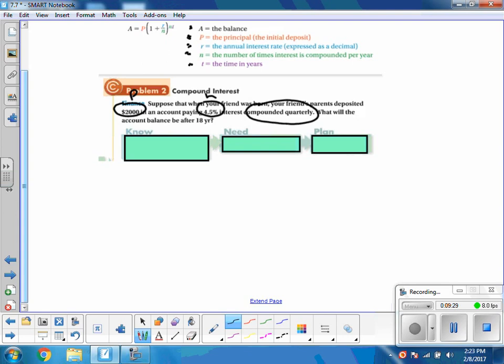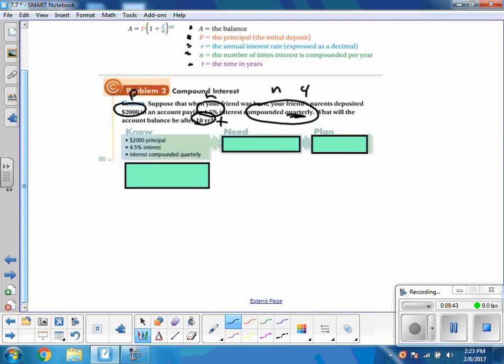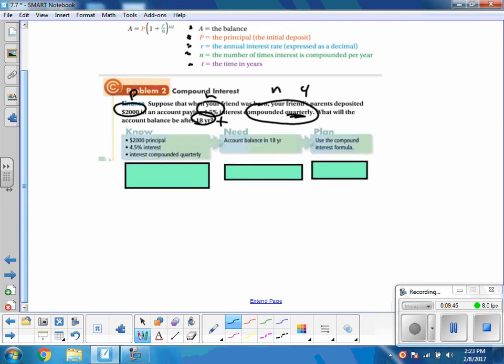Compounded quarterly. Okay, that's the N. That's going to be the number of times it's compounded per year, and quarterly tells me 4 times a year, so the number I'm going to use for that is 4. What will the balance be after 18 years? So this is going to be my T. Okay, then I know my pieces here, so these are the things I need, and I can go ahead and start building my equation from there.